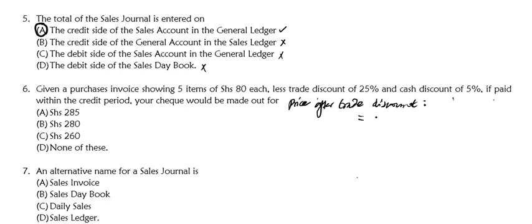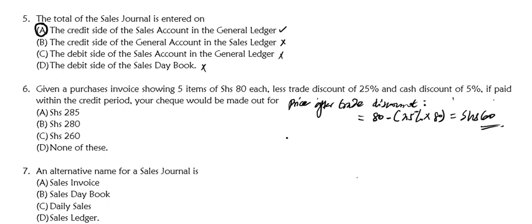So if the list price is 80, I have to minus 25% of 80 to come up with the price which you're going to pay. So the price which you're going to pay for each item: 80 minus 25% of 80, you get 60. So each item will cost 60 after the trade discount.